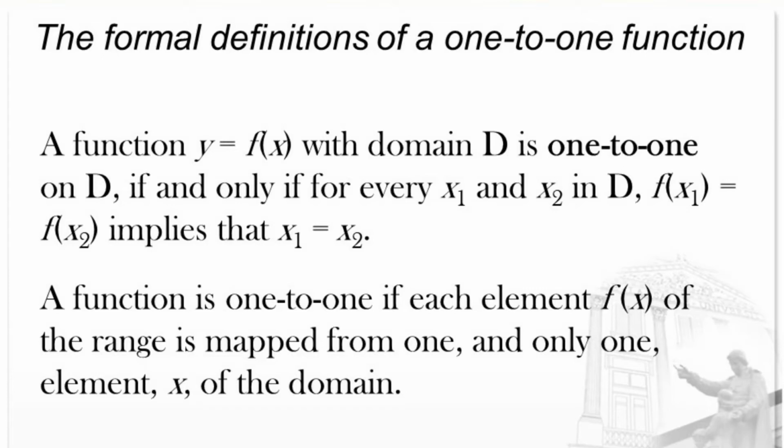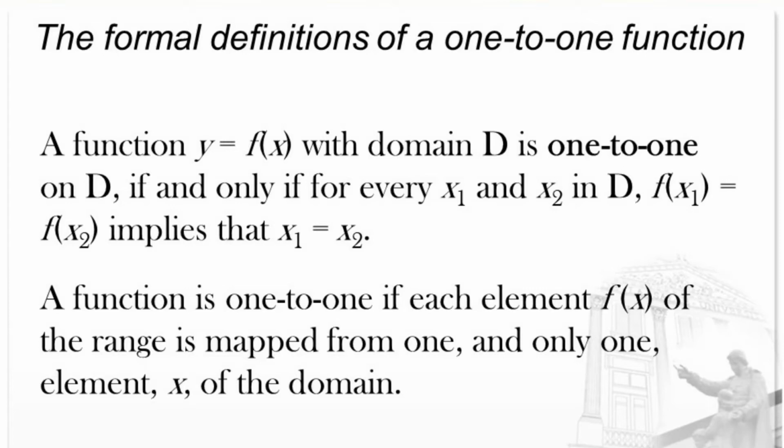So for an equation, we need to show that no two ordered pairs have the same y coordinate and different x coordinates. So we assume that there are two ordered pairs in the function with the same y coordinate. Then we show that the x coordinate must be the same. In summary, we show that f of x sub 1 equals f of x sub 2 if and only if x sub 1 equals x sub 2.